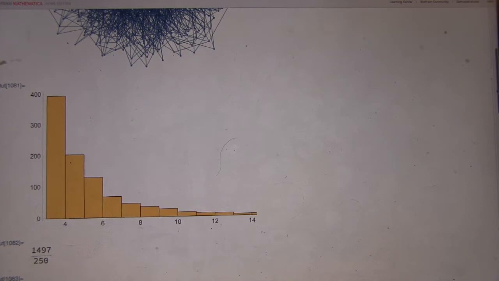Yeah, so this is a very different distribution. Lots of people have a small number of connections. A small number of people have a lot of connections. Do you think that's what the real world is like? Yeah, it seems better than having a randomly generated number of connections. Okay. Yeah. Well, we'll see.